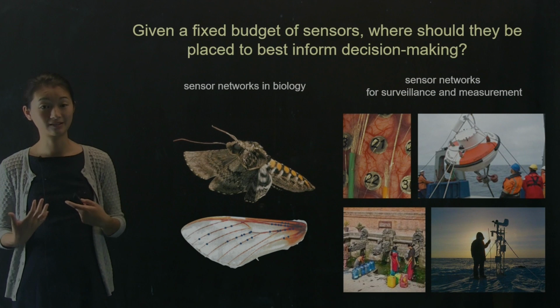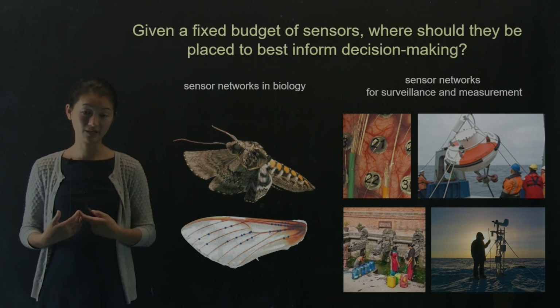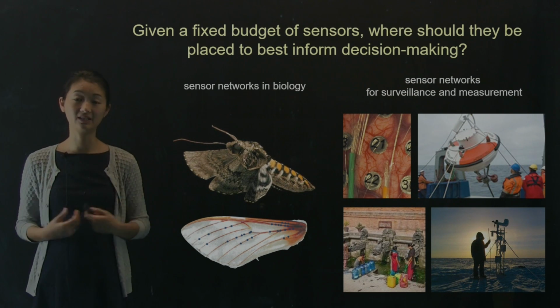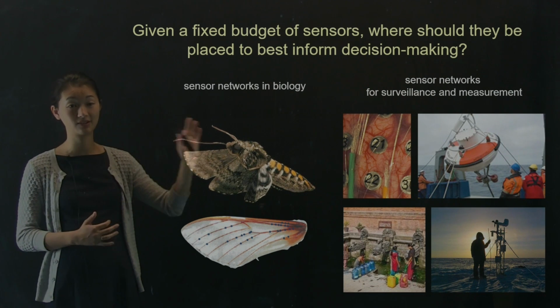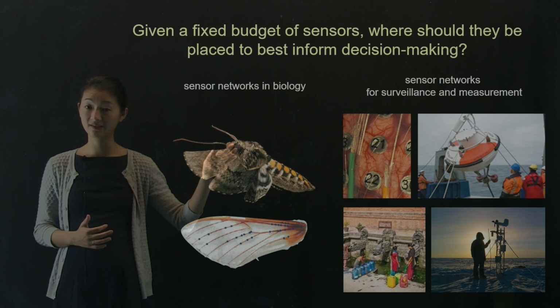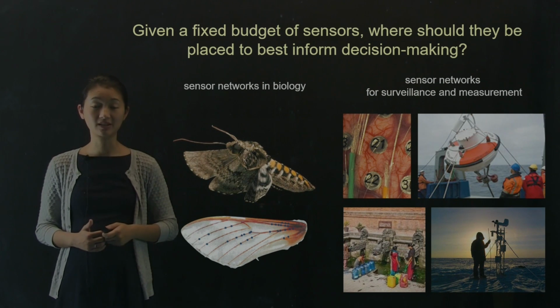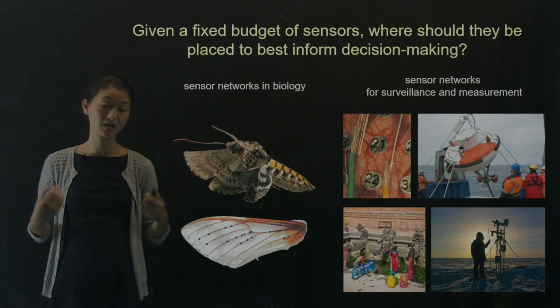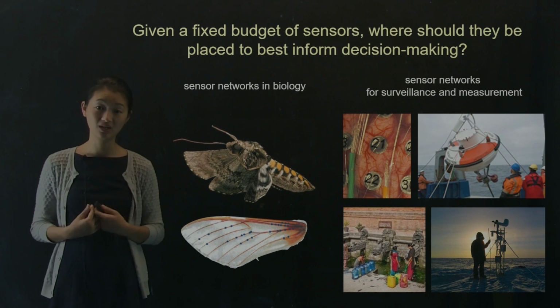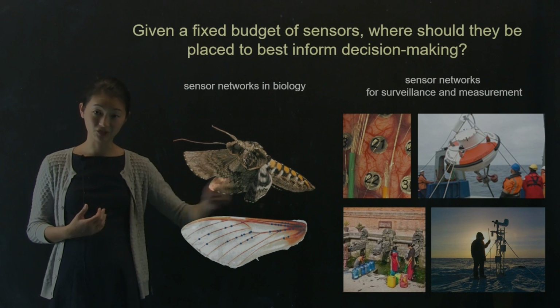The basic perspective we're taking in this work is asking the question, given a fixed budget of sensors, where should they be placed to best inform decision making? Now, this is relevant for a variety of engineering and scientific applications. So, for example, we're interested in sensor networks for purposes of surveillance and measurement. In certain cases, you want to either deploy buoys in the ocean or put electrodes in the brain or decide where to vaccinate your population.